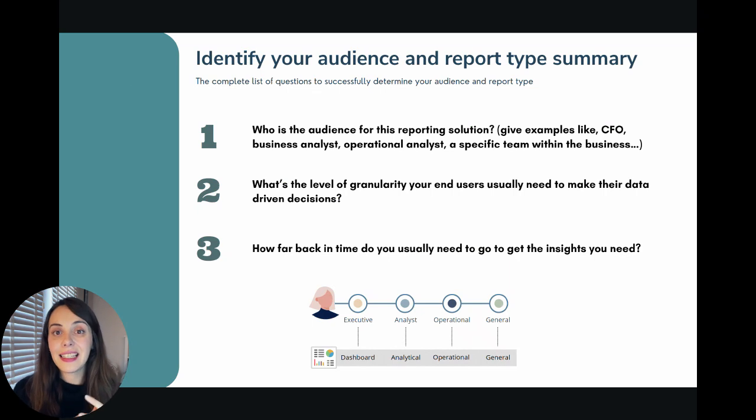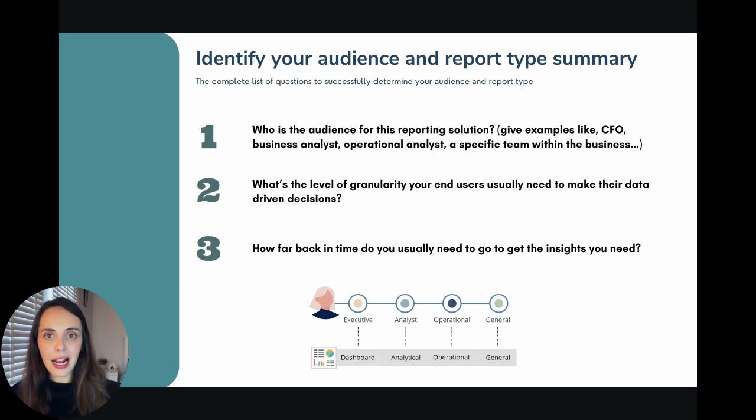So to finalize, let's go over the complete list of questions to successfully determine your audience or personas and your report type. The first question you should be asking your stakeholders in your requirements gathering meeting or session is who is the audience for this solution, and give examples like CFO, business analyst, operational analysts, specific team within the business, because this alone will give you a very good overview of the type of persona and the type of report that you will have to create later on.